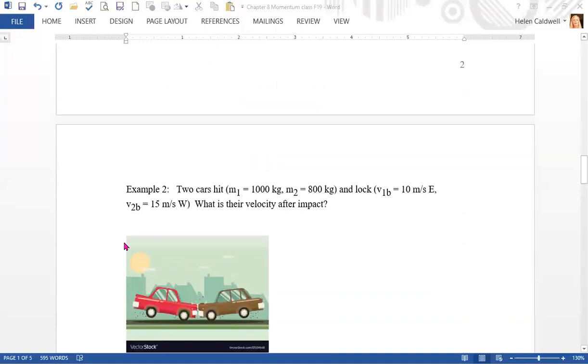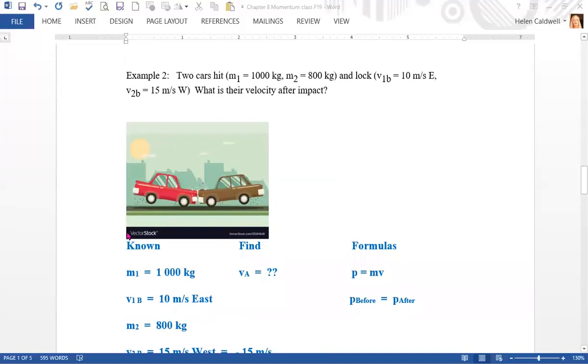Okay, recoil. Let's talk about two cars that hit. It could be two cars, it could be two rugby players. Rugby always looks like a free-for-all to me. Two rugby players or two football players in a tackle. Now, I'm going to take a special case and we're going to have them lock bumpers. If they slam into each other and bounce off and go different directions, it's just a much harder problem to solve. So I think we'll stick with locked bumpers.